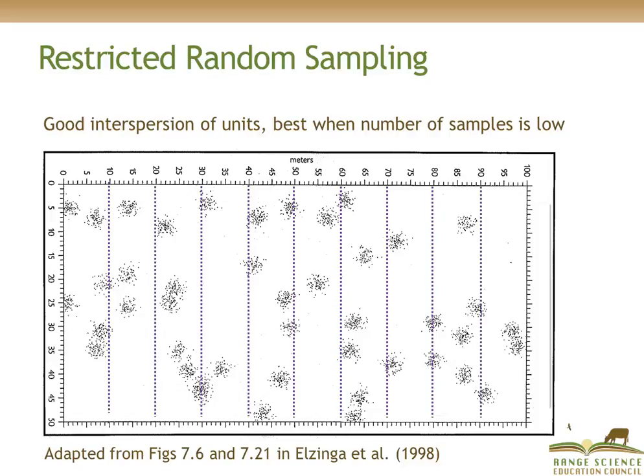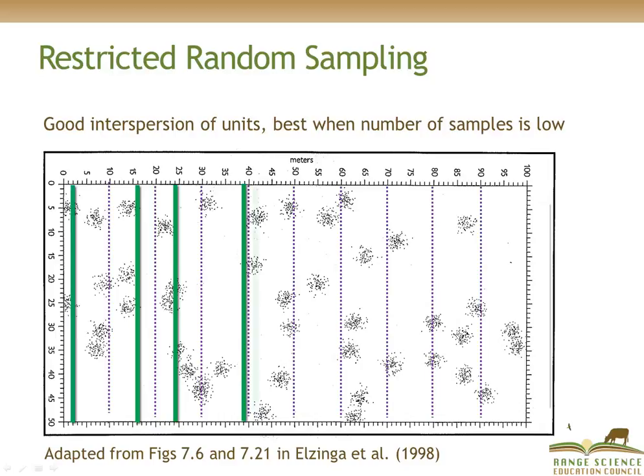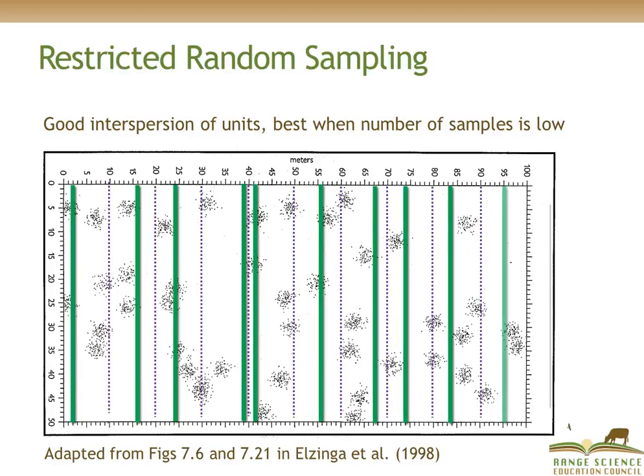The way this is done is the area is divided into segments, as you can see here, and then within each of these equally sized segments, a sampling unit is located randomly. We then randomly locate another sampling unit in the next segment and do this for all of the segments in the area. Again, the advantage to this is good interspersion, although occasionally we can run into a problem where we have 2 sampling units that randomly fall very close to each other.